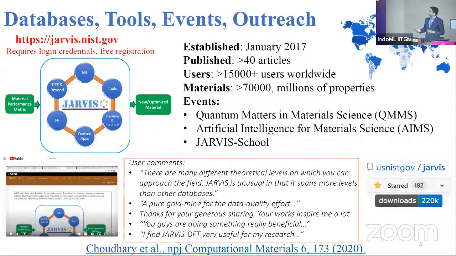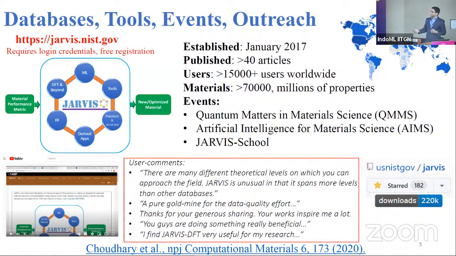All right. Just a brief advertisement about Jarvis. It's available at jarvis.nist.gov. You require a login just with your Gmail or Microsoft, or you can request using your email. Just go there, there's a login button, sign up there, and you get access to a lot of features available in Jarvis.